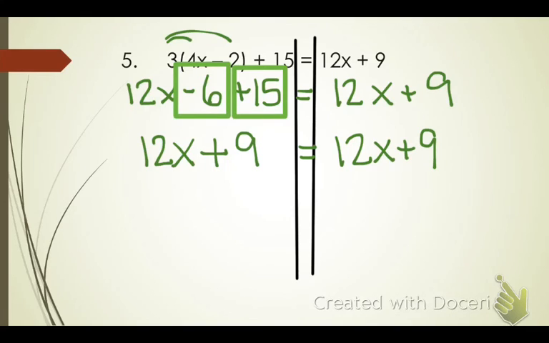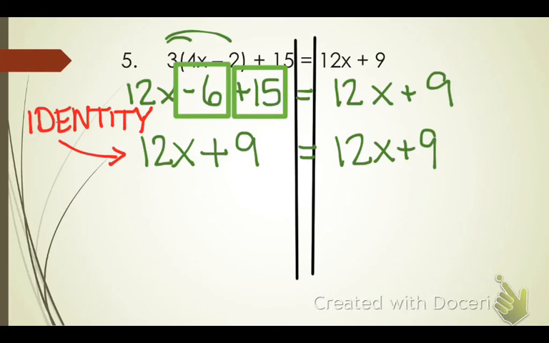Now hopefully at this point you immediately spot that there's something special happening here. The left side is identical to the right side. When this occurs, this is called an identity. And the left is the same as the right. When this happens, this means that everything that possibly could be plugged in for x is a solution.